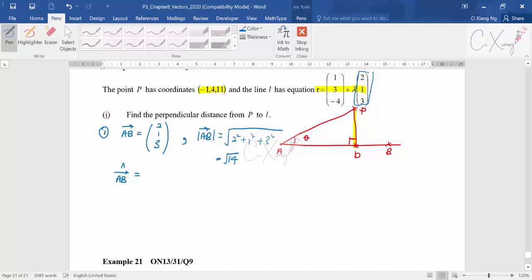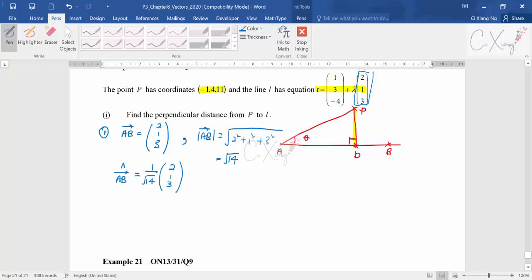Okay, but for me, I feel that it is very troublesome, so maybe I will just keep it like this. You can just put it like (2, 1, 3) divided by square root 14. Or maybe you can put it like this: 1 over square root 14, then (2, 1, 3). So this is the unit vector of AB.